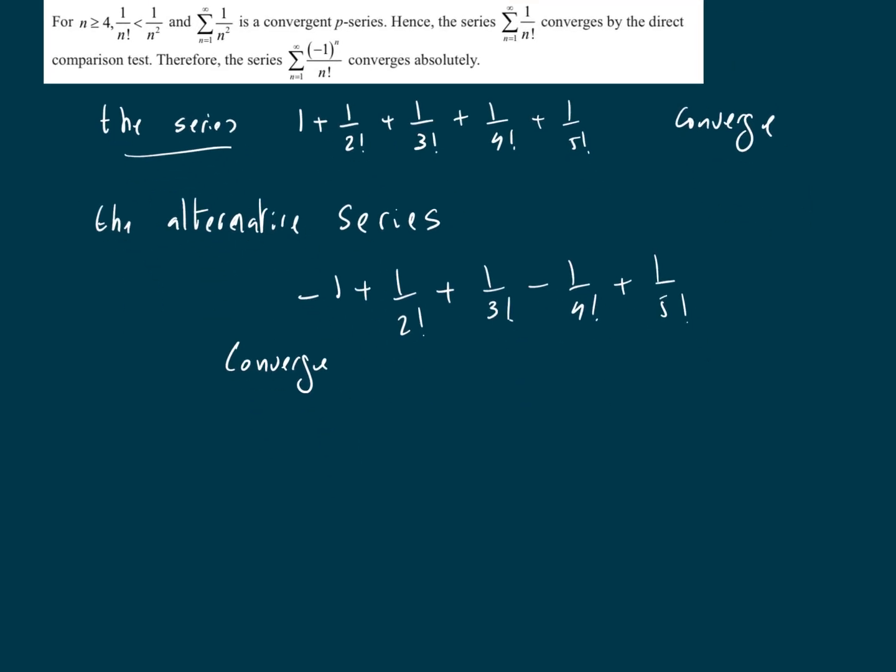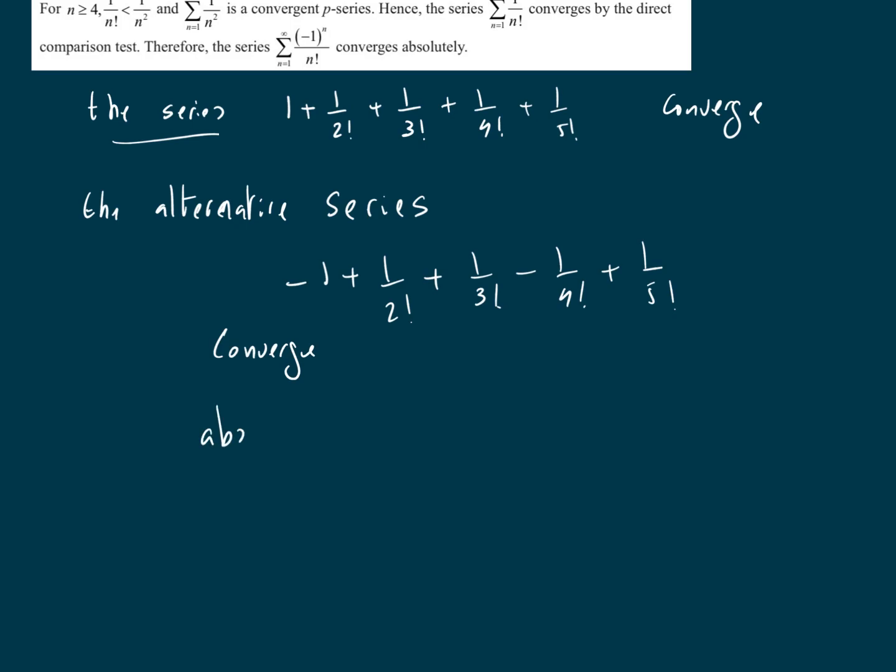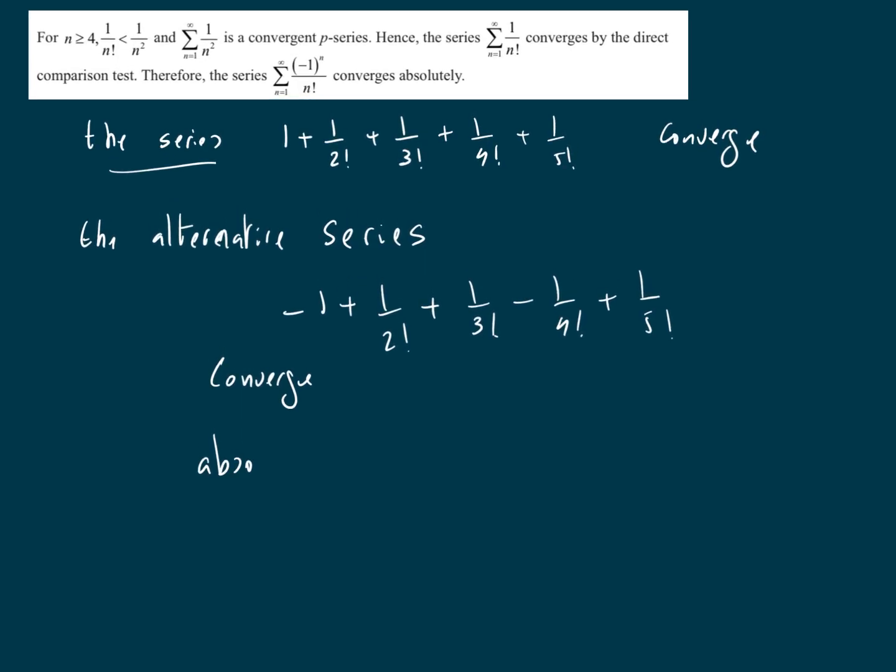So we say that it converges absolutely. Which one converges absolutely? Well, the alternating series, this one, converges absolutely. Why? Because the series of the absolute value converges. Okay, let's go to the next.